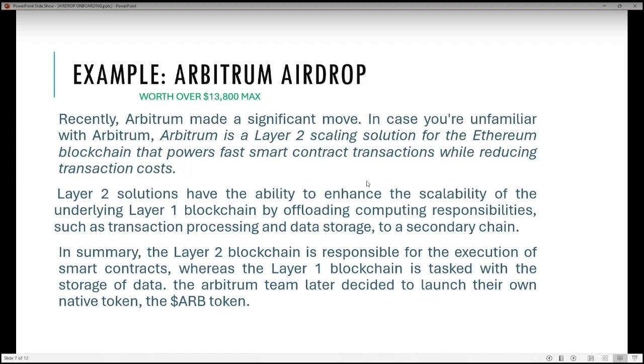In case you're unfamiliar with Arbitrum, I want to explain it a little. Arbitrum is a layer 2 scaling solution for the Ethereum blockchain that powers fast smart contract transactions while reducing transaction costs. Layer 2 solutions can enhance the scalability of the underlying layer 1 blockchain by offloading computing responsibilities, such as transaction processing and data storage, to a secondary layer. In summary, the layer 2 blockchain is responsible for the execution of smart contracts, whereas the layer 1 blockchain is tasked with the storage of data.